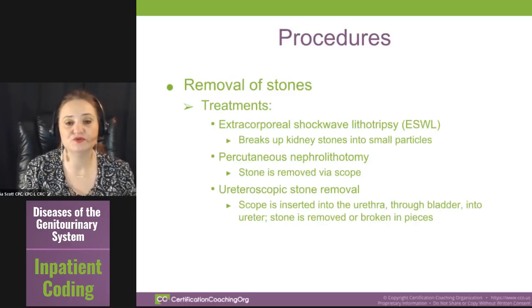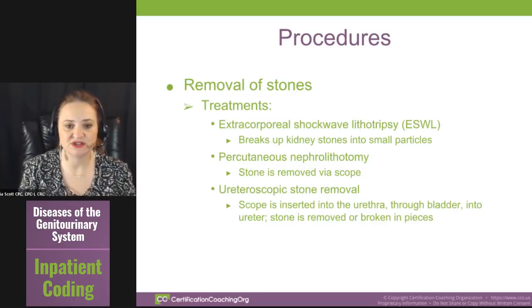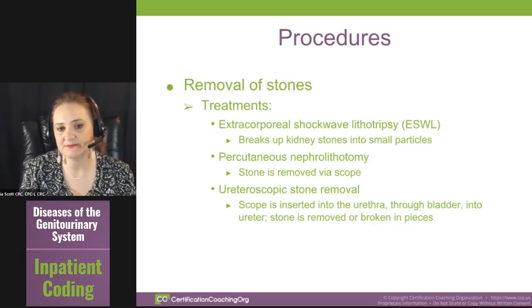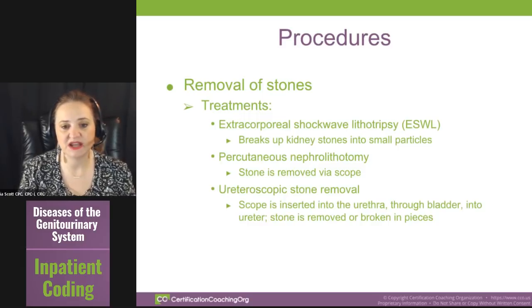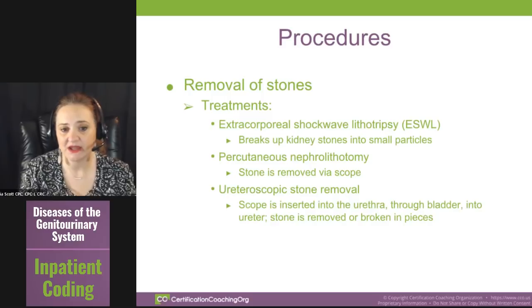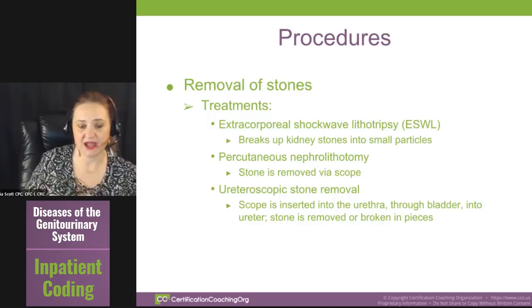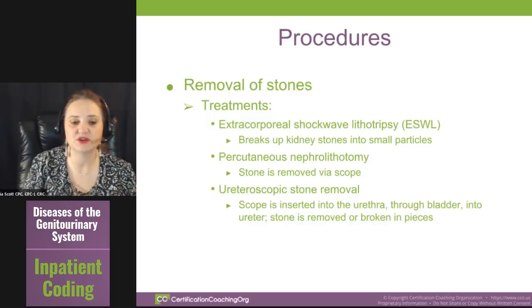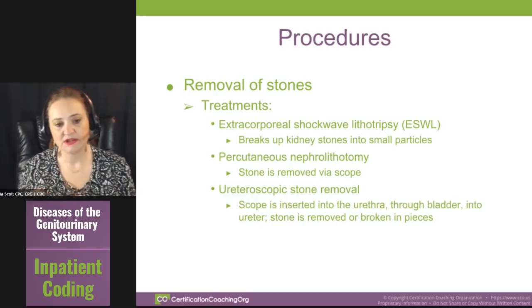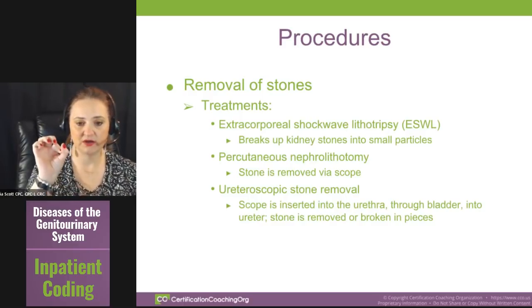When we remove kidney stones, we talked about the ESWL, which is extracorporeal shock wave lithotripsy. It just explodes the stones, and then the body can expel them because they're smaller. You can also have percutaneous nephrolithotomy, and so they go in and they remove the stone via a scope. That's what I had. And then you can have ureteroscopic stone removal, and I had ureteroscopic stone removal. So they go in through the urethra up into the bladder and remove the stones.